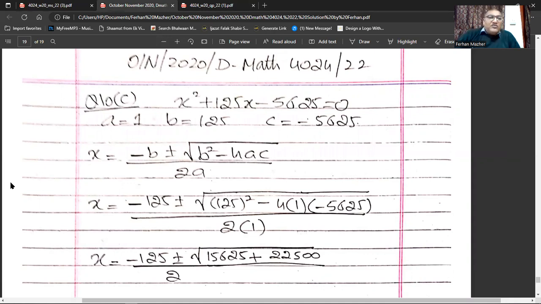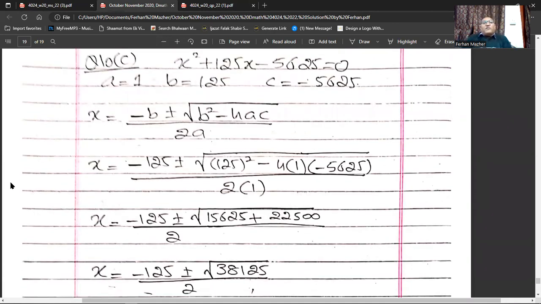x will be equal to minus b plus minus under root b square minus 4ac, the whole thing divided by 2a. That's the quadratic formula. So just substitute the values of a, b, and c. So x will be equal to minus 125 plus minus square root, under the radical you have 125 square minus 4 into 1 into minus 5625, and then divided by 2 into 1.